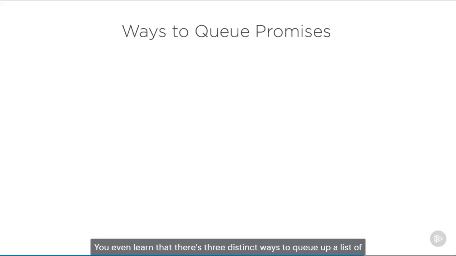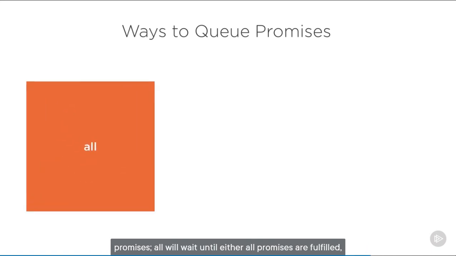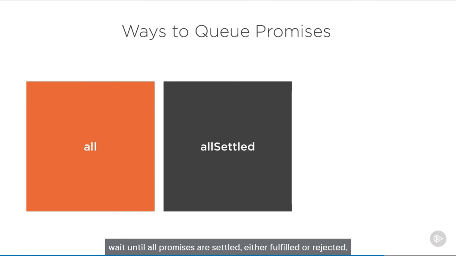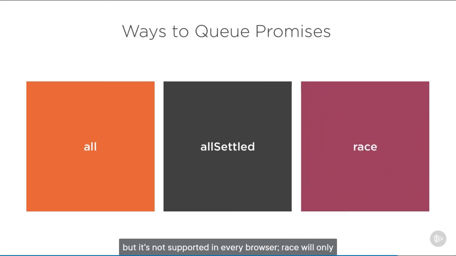You even learned that there's 3 distinct ways to queue up a list of promises. All will wait until either all promises are fulfilled or until one promise is rejected. allSettled will wait until all promises are settled, either fulfilled or rejected, but it's not supported in every browser. Race will only wait until the fastest promise is settled. With these functions, you have a lot of control over how promises are used in your application.